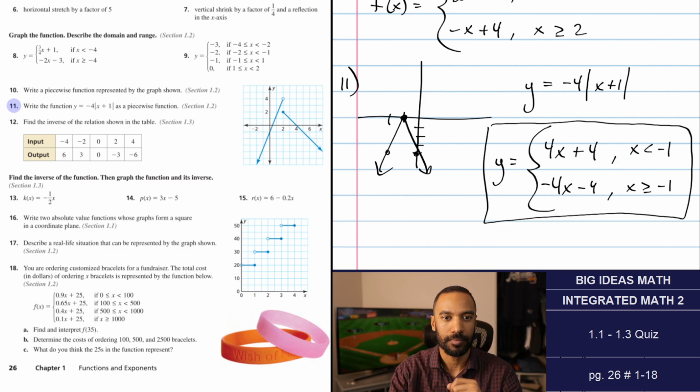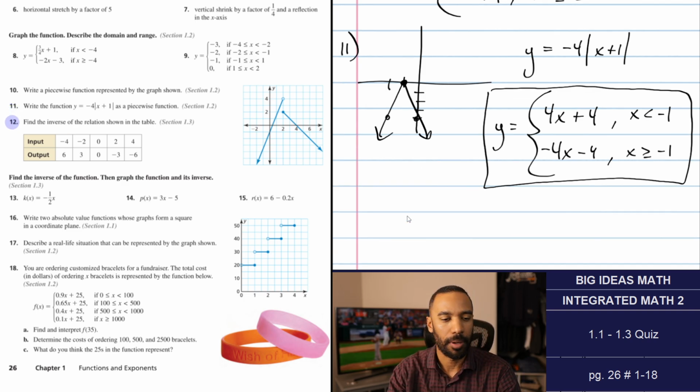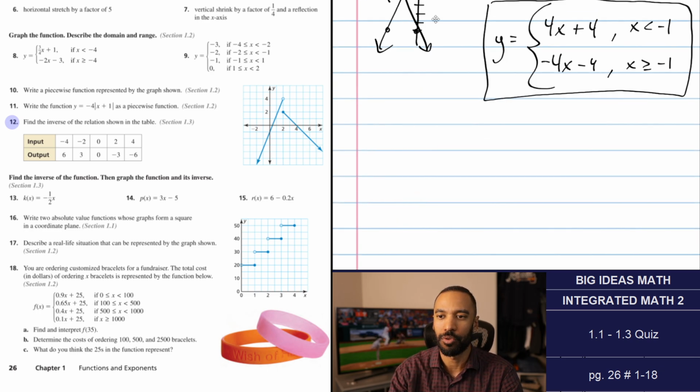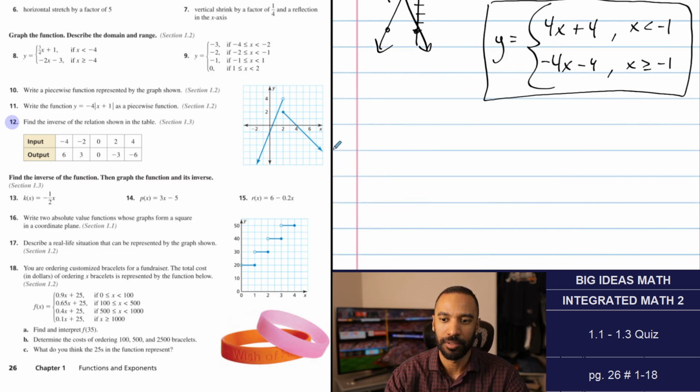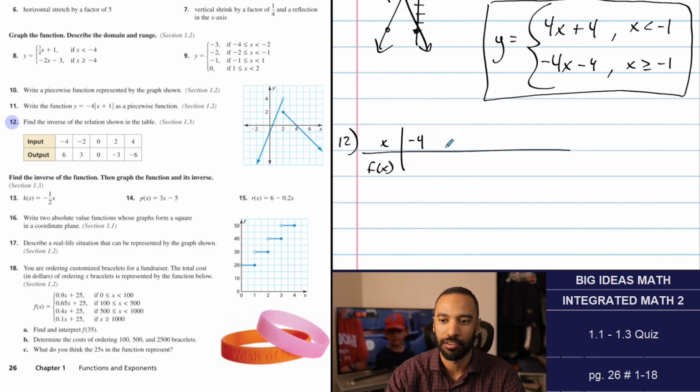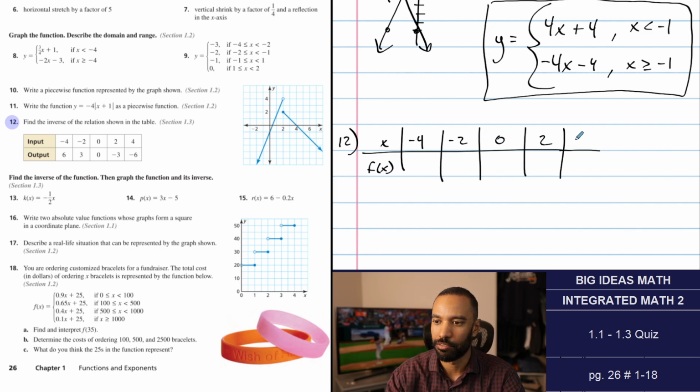All right, number 12 is out of section 1.3, and it looks like we're doing 1.3 also for 13 through 15. But let's begin with this one. Find the inverse of the relation shown in the table. So number 12, the original has, I'll just put x and f of x as your input and output, which is written as negative 4, negative 2, 0, 2, and 4, and 6, 3, 0, negative 3, negative 6.